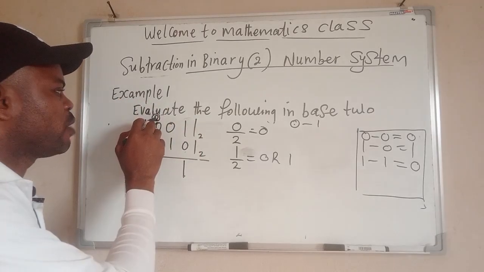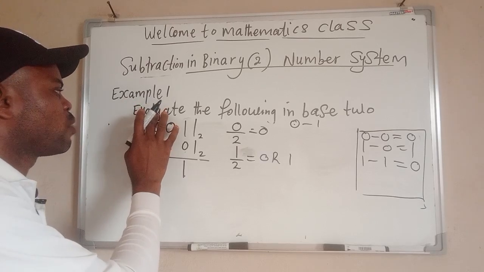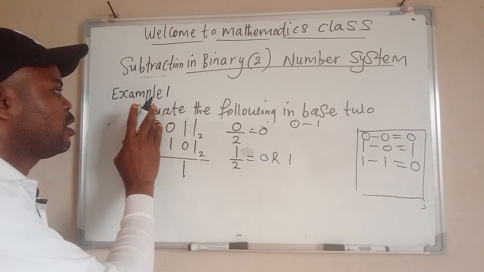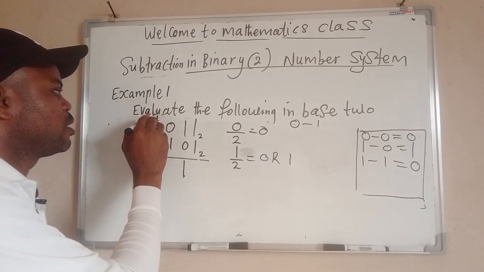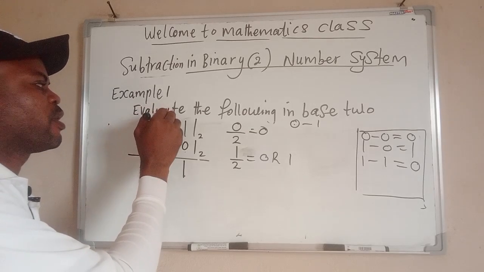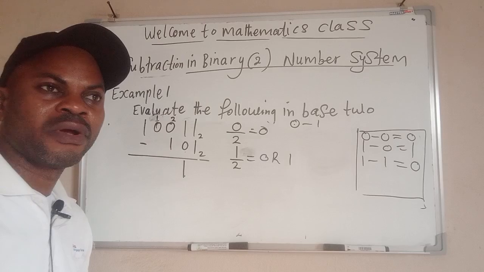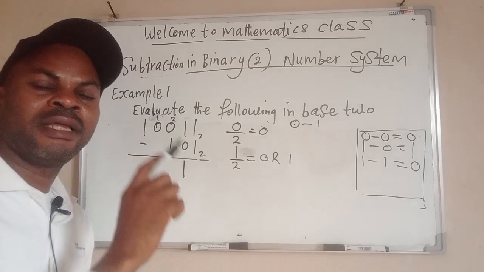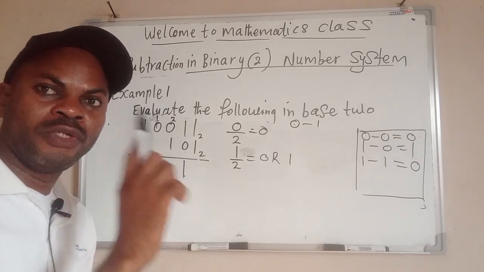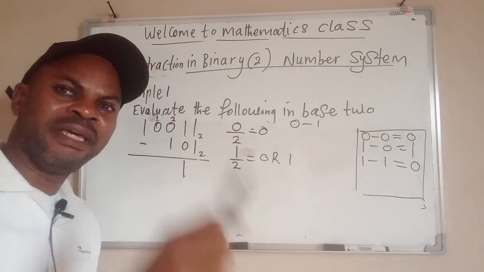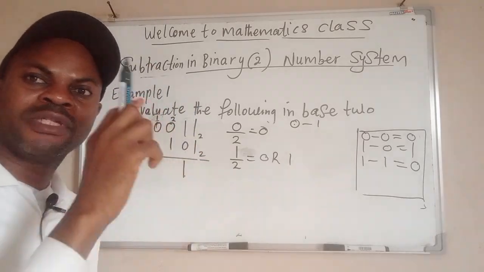Now we borrow 1 from here again. This one will now turn to 1. These will turn to 1. Since we have to borrow 1 again from it, I bring it here, automatically here becomes 2. Why? Because when you borrow in a number base, the one you're borrowing automatically becomes the base you're dealing with. And now you're dealing with base 2.